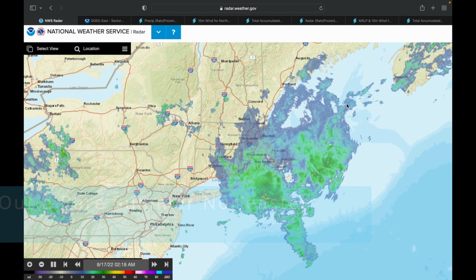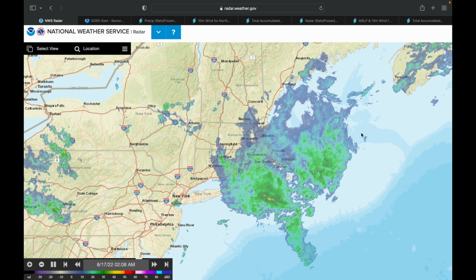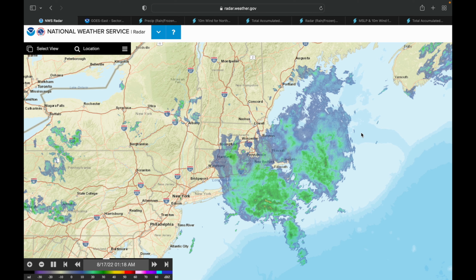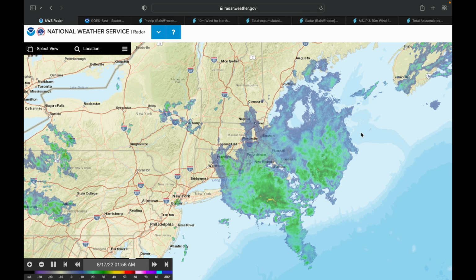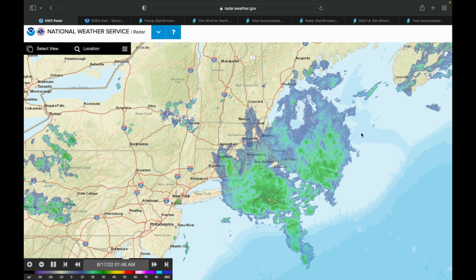Today we are talking about this. The nor'easter is going to be making landfall in New England during the day today, and we're going to go over more of the finer details such as your timing and specific rain amounts.